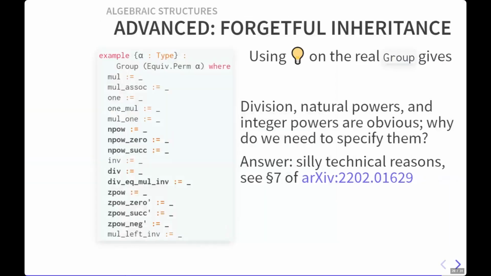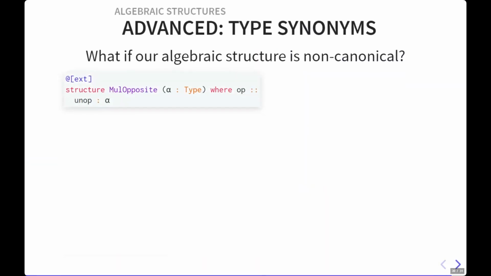Okay, where do we get to? We did this one. Last slide, we said that instances were for things that are canonical, but sometimes you have a non-canonical instance. So maybe you want a type where the multiplication is reversed. So let's think of an example, maybe permutations. You want permutations, but you want multiplication to mean reverse composition instead of regular composition.